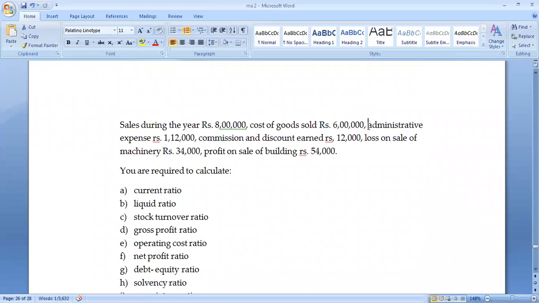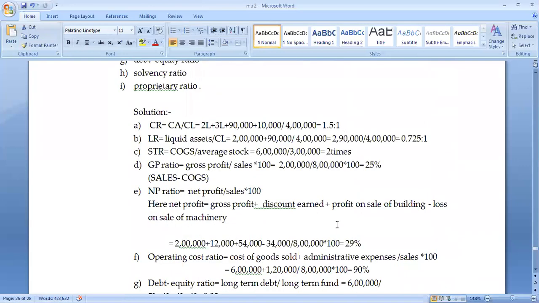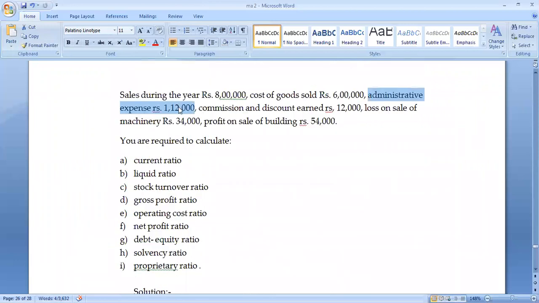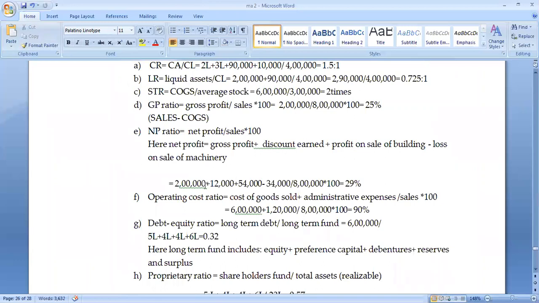Why have we not taken the administrative expenses or selling expenses? Any expenses which are incurred will not appear in the case of net profit ratio. Clear? So here in this case, 2 lakhs plus 12,000 plus 54,000 minus 34,000.